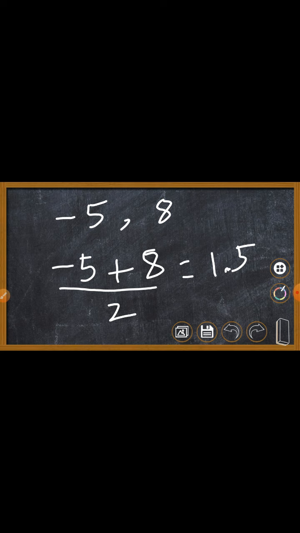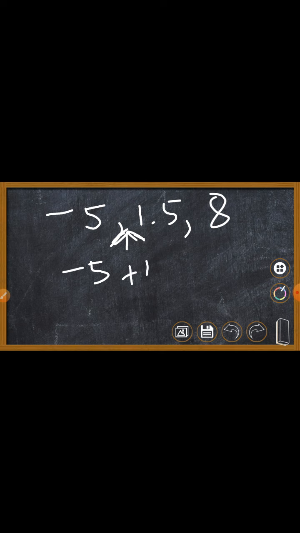So we get our first rational number, and now the structure looks somewhat like this. Minus 5, 1.5, 8. Yes, we have inserted our first rational number. Let's insert the second rational number, which we will insert over here in between minus 5 and 1.5. So I will write minus 5 plus 1.5 by 2. The answer is, what is it?